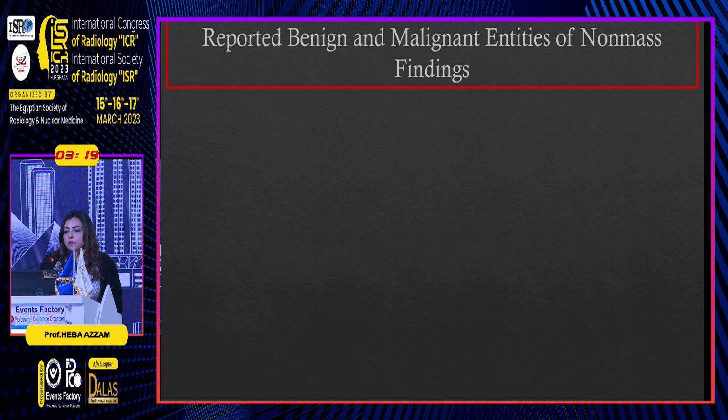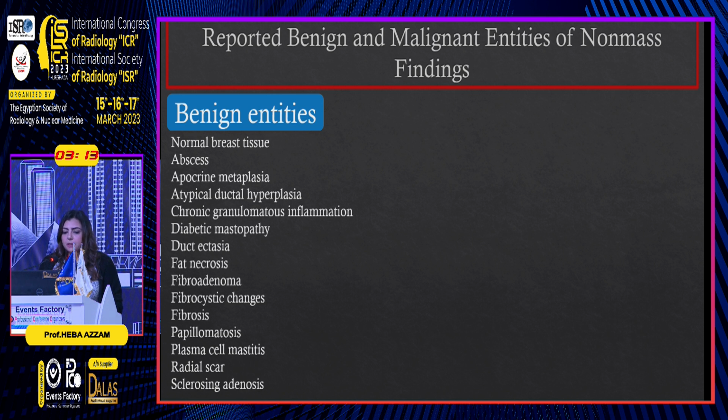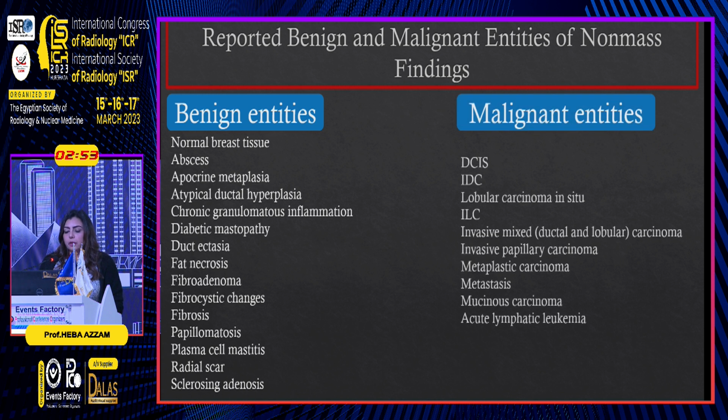Reported benign and malignant entities of non-mass findings are: the benign entities include normal breast tissue, abscess, apocrine metaplasia, atypical ductal hyperplasia, chronic granulomatous inflammation, diabetic mastopathy, ductectasia, fat necrosis, fibroadenoma, fibrocystic changes, fibrosis, papillomatosis, plasma cell mastitis, radial scar, and sclerosing adenosis. And malignant entities include ductal carcinoma in situ, invasive ductal carcinoma, lobular carcinoma in situ, invasive lobular carcinoma, invasive mixed carcinoma, invasive papillary carcinoma, metaplastic carcinoma, metastasis, mucinous carcinoma, and acute lymphatic leukemia.